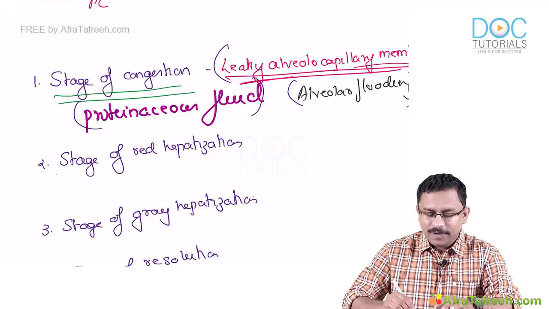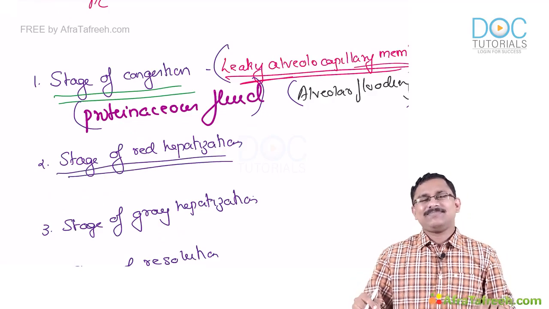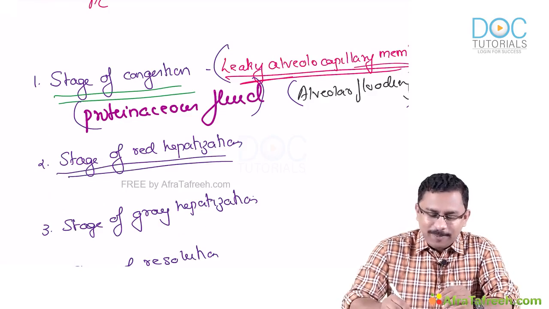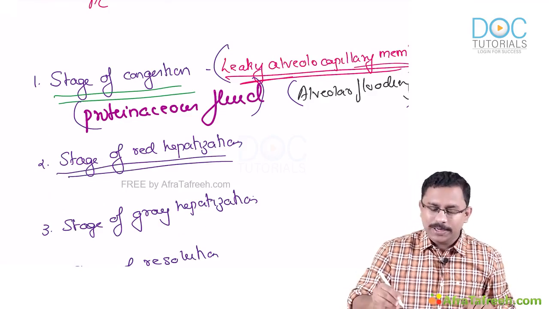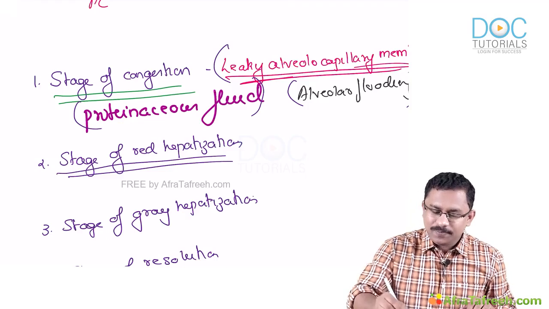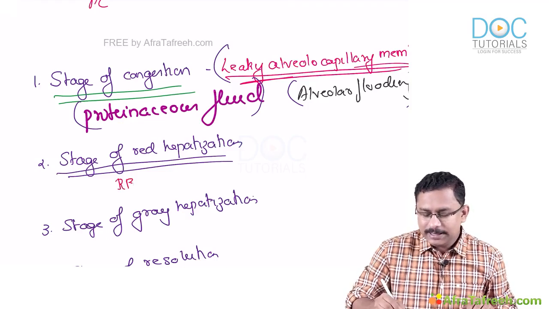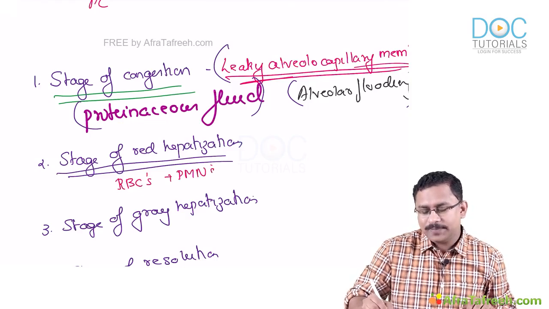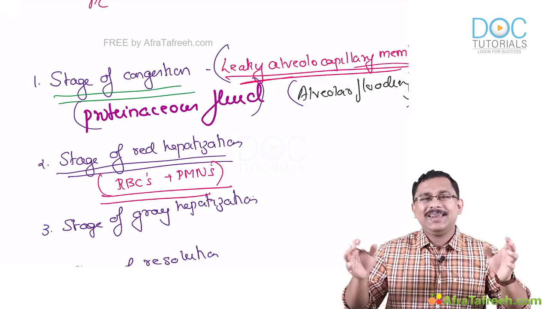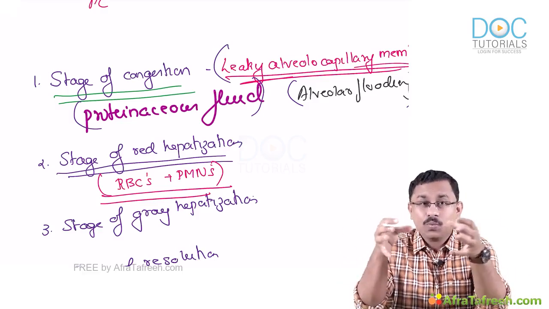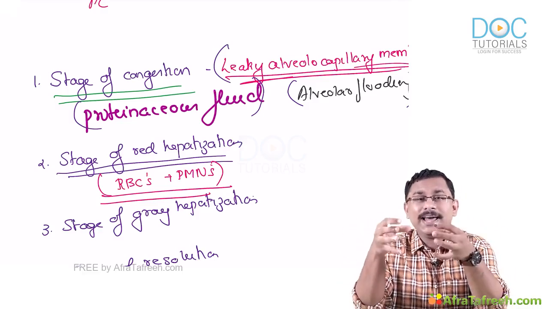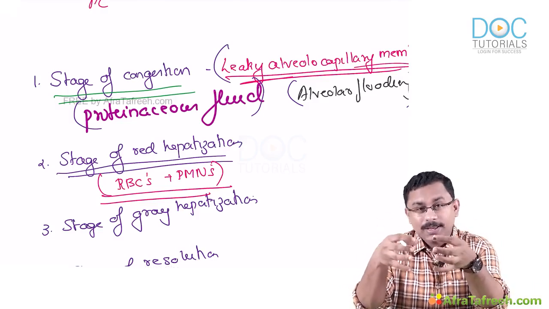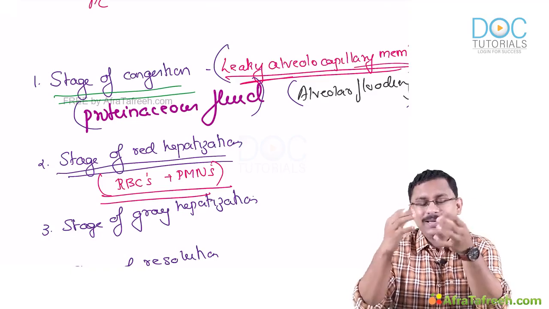And then comes the stage of red hepatization, which means it's got to do something with the red, which means RBCs. So what happens is that in addition to the proteinaceous fluid, you also would be having RBCs and your neutrophils, the polymorphonuclear leukocytes. So these would also gain access to your alveoli. Why does it gain access? Because the alveolo-capillary membrane is leaky. It has gained access to the alveoli. So that is the stage of red hepatization.